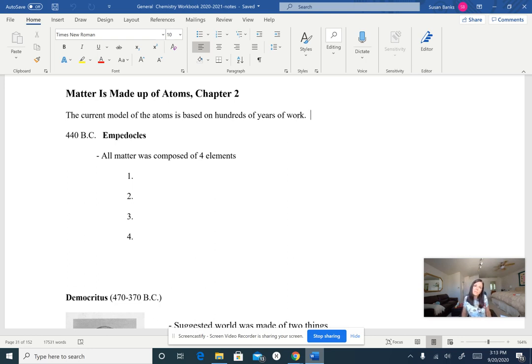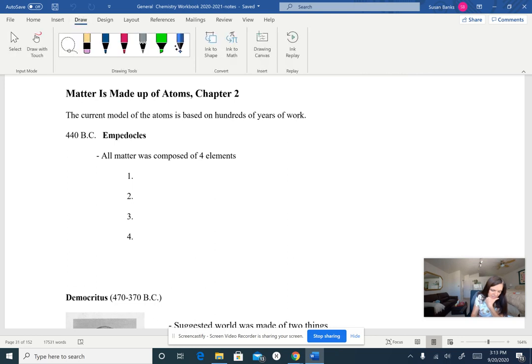So here we go. We're going to go back to ancient Greece for the first little bit. Chapter 2, Matter is made up of atoms. The current model of atoms is based on hundreds of years of work, if not thousands. We go back almost 2,500 years. Okay? So 440 BCE, we should probably put an E in there now, because that's not how we do things anymore. We just don't say BC, we say BCE.